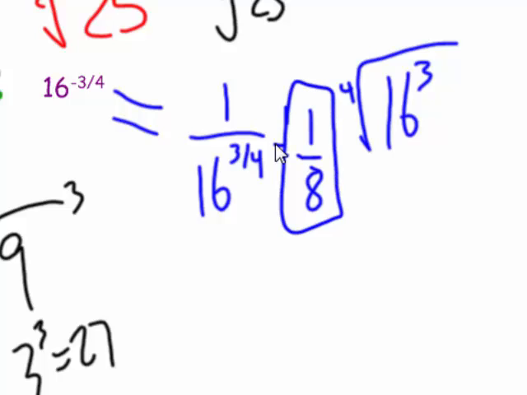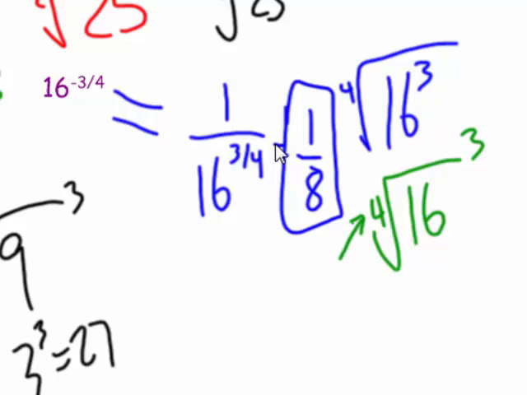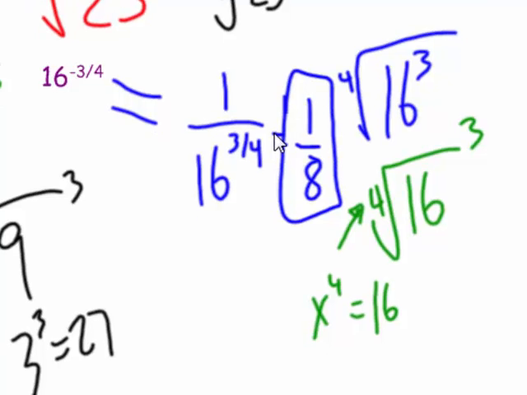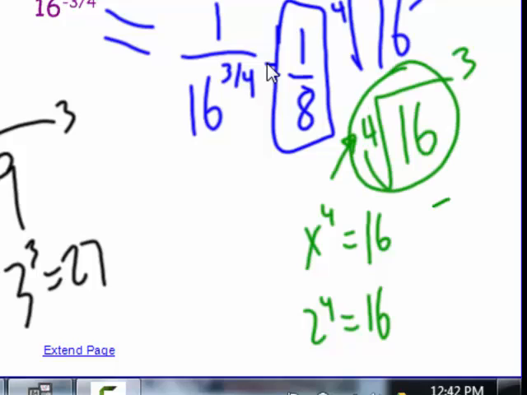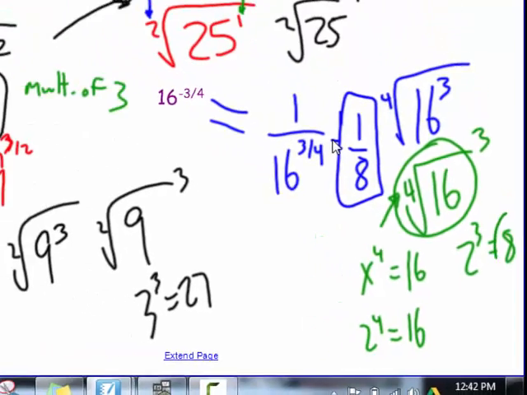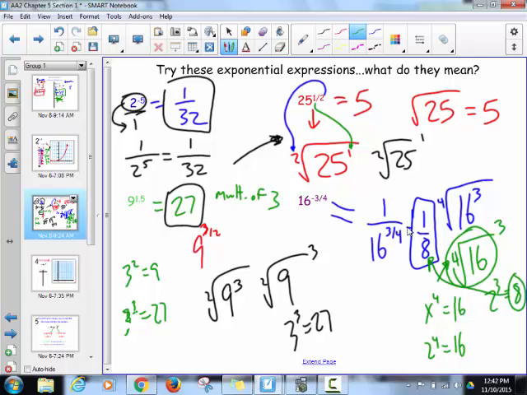And if I think about this, if I rewrote this guy as the fourth root and 16 to the third power, well, what number times itself 4 times gives you 16? Yeah, 2. 2 to the fourth power is 16. So then really this whole thing is 2. And what's 2 to the third power? 8. So that's really where that 8 came into play.